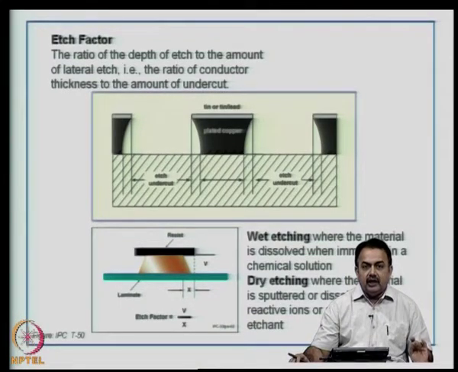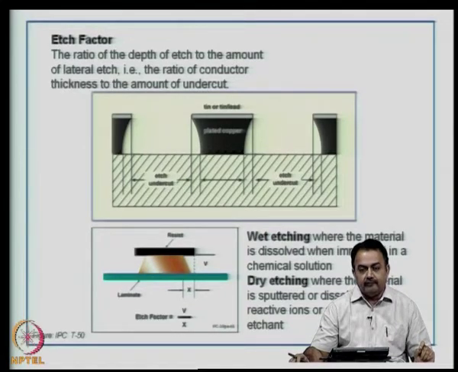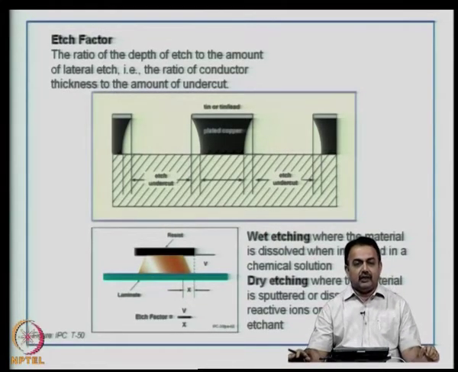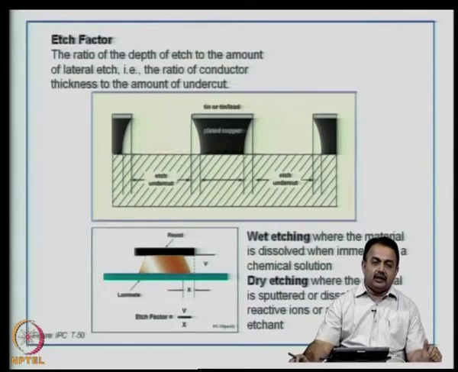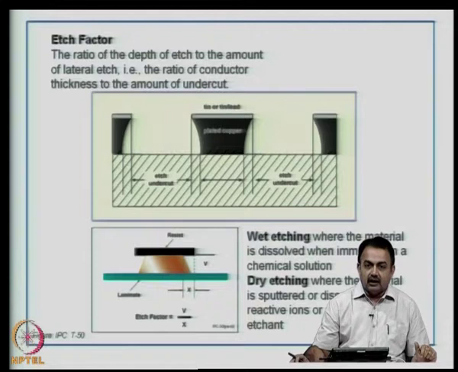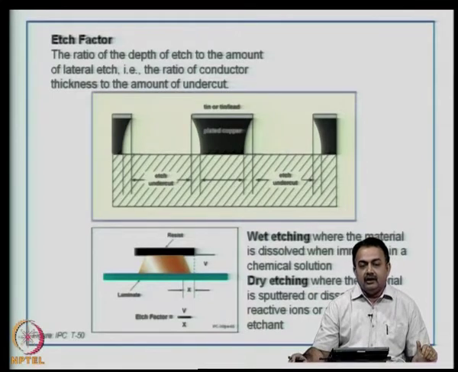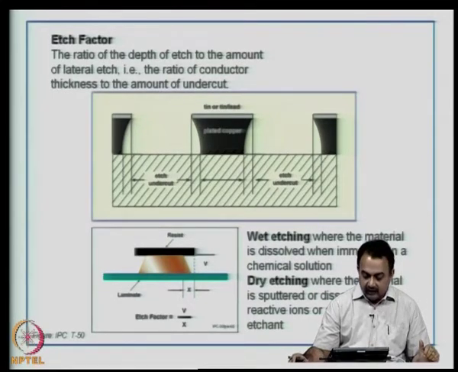So, the etch factor has to be very high, which means the undercut is going to be very, very low. So, that is what you actually desire. So, if as a designer you are aware of this problem, you can give a certain amount of allowance on the conductor thickness. So, you can increase the conductor thickness by 2 to 5% and then really not worry about undercut.